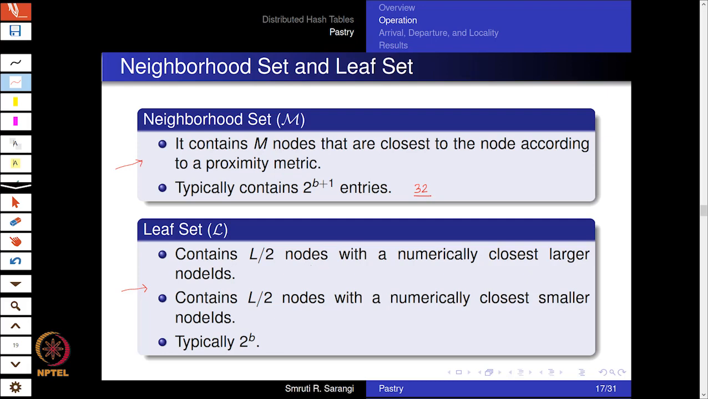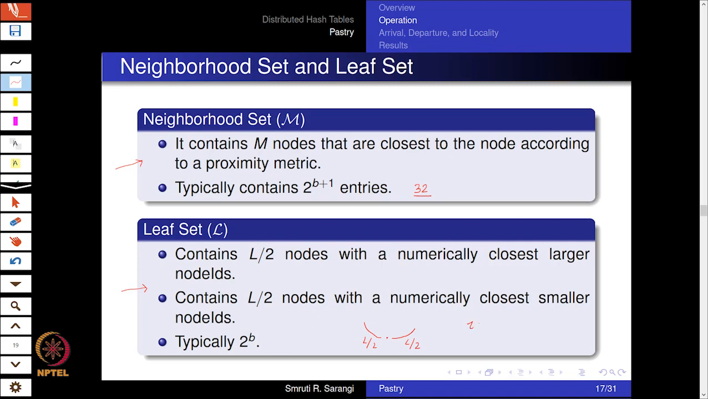Furthermore, what we can do is we can have a leaf set where we typically have 16 leaves. So the leaf set for any node will be L by 2 nodes on the ring with numerically closest larger node IDs and numerically closest smaller node IDs. L by 2 on this side, L by 2 on the other side. So that is the leaf set. So the leaf set captures the proximity in terms of node IDs.